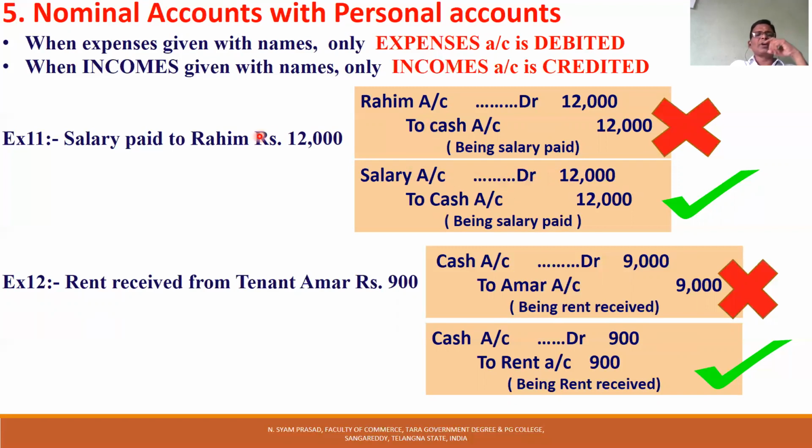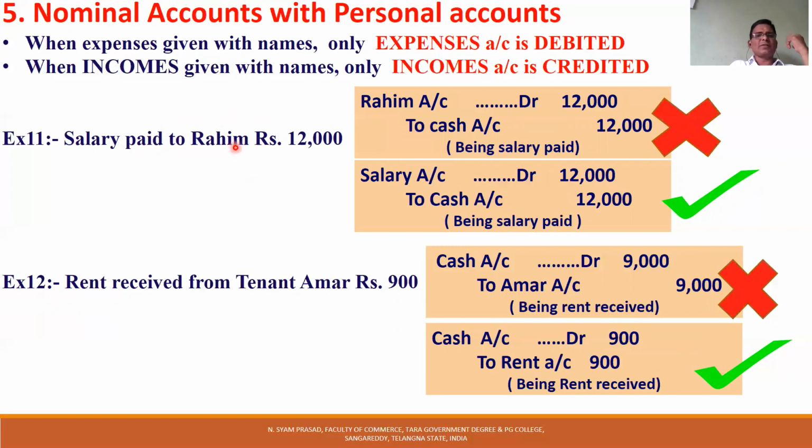But usually, when a personal account is given, students will use it in any way, they will debit or credit it. But whenever personal accounts are given with the nominal accounts, simply ignore them. Rahim account is to be ignored. When salary is paid, to whom is it paid?